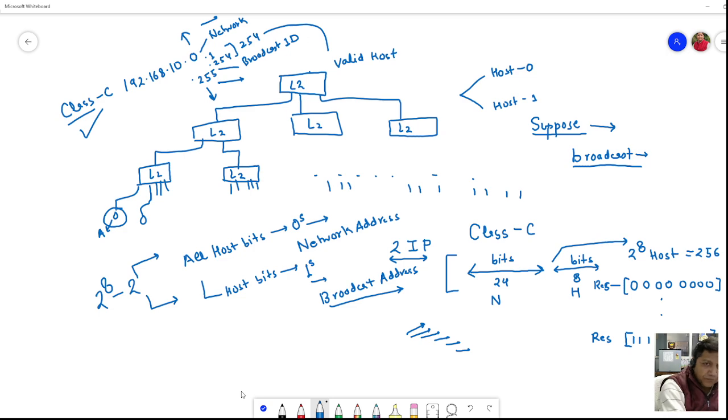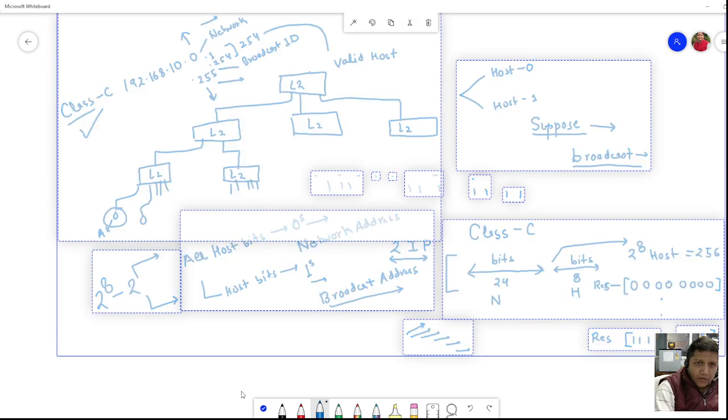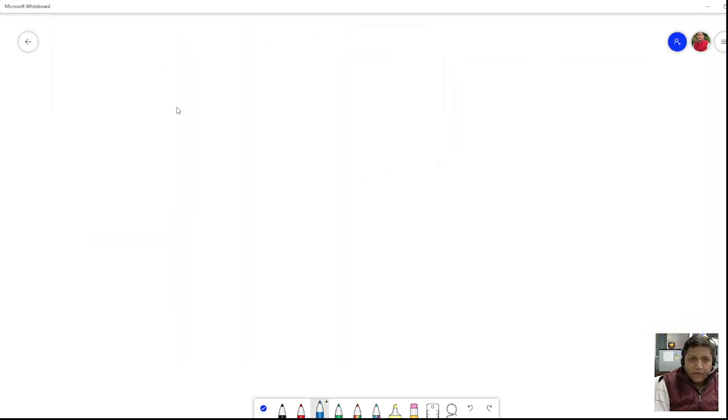Okay. Now if this is clear, then there's another important thing which is known as subnet mask.